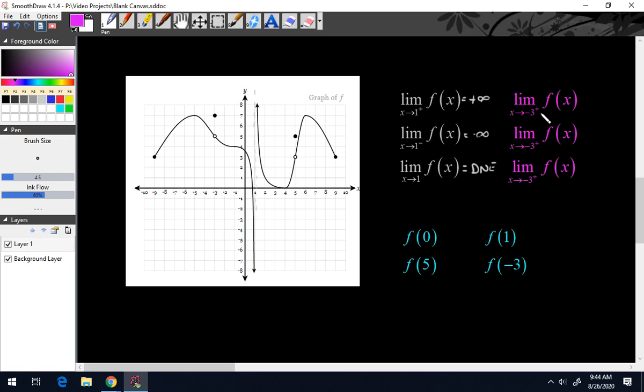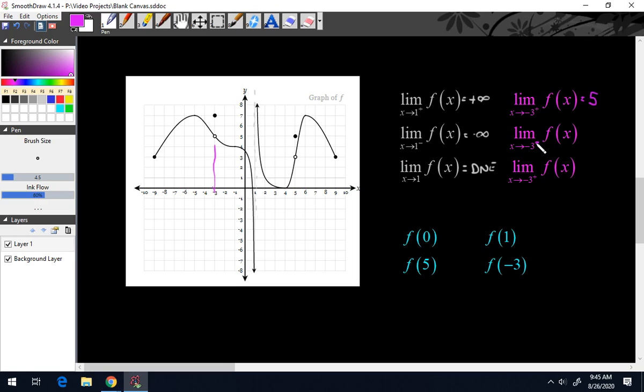We want to know -3 from the right side. So again, here's -3 right here. Here's the graph as we approach from the right side, and now we have an open circle, but remember, that doesn't matter for the limits. So as we approach from the right, the y value is 5.